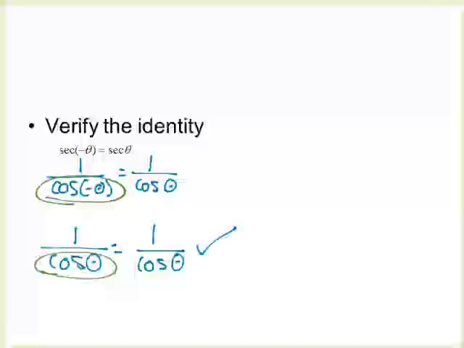By doing a substitution from the identity list. On the identity list, under the negative angle identities, it says the cosine of negative theta is equal to the cosine of theta. So we're doing a substitution out of the identity list.